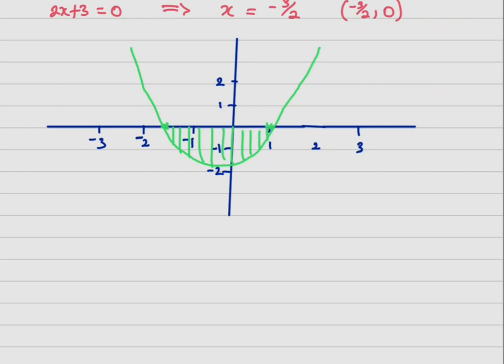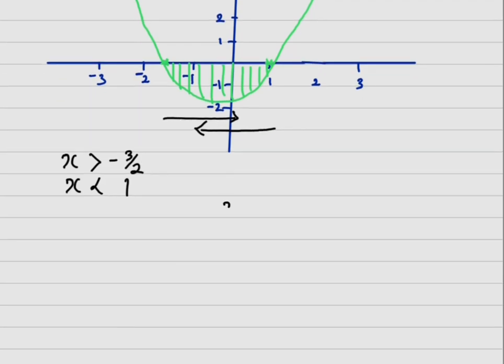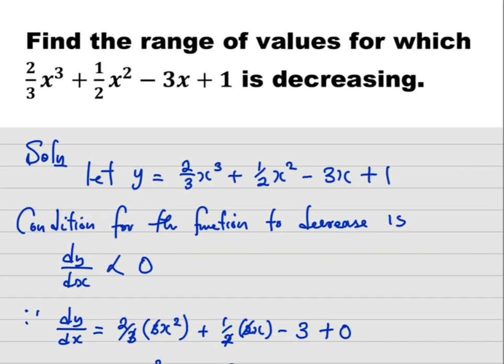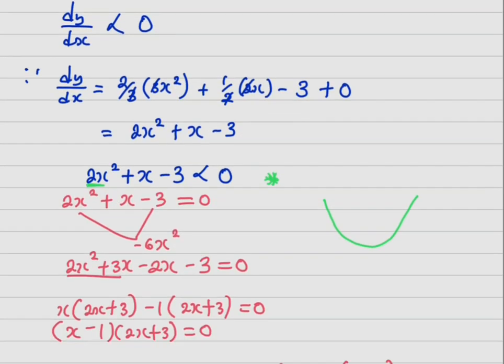Picking the values now, from this particular point, which is minus 1.5, you see the shading moves like this. It means that x is greater than minus 3 over 2. And from 1, you can see that the shading moves like this, meaning that x is less than 1. These are the two things we've come up with, which we can rewrite as x greater than minus 1 1/2, and x less than 1. Combining them together, we have minus 1 1/2 less than x less than 1. This is the range of values for which this function is decreasing.